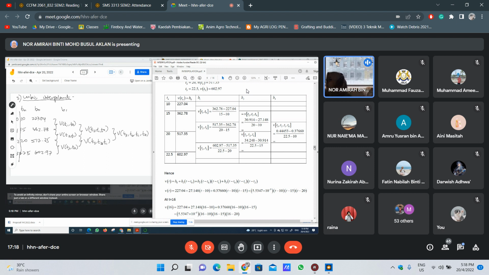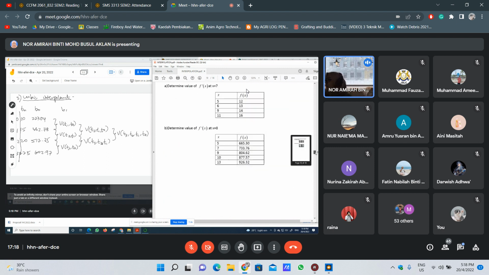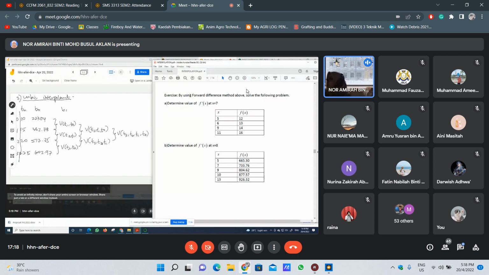Okay, so example-nya, try you look at this one. By using forward difference method above, solve the following problem. Determine the value of f prime x at x equals to 7. Macam tadi jugalah dia bagi dekat you all. Determine the value of f prime x at x equals to 8. Okay. Nampak tak kelas?